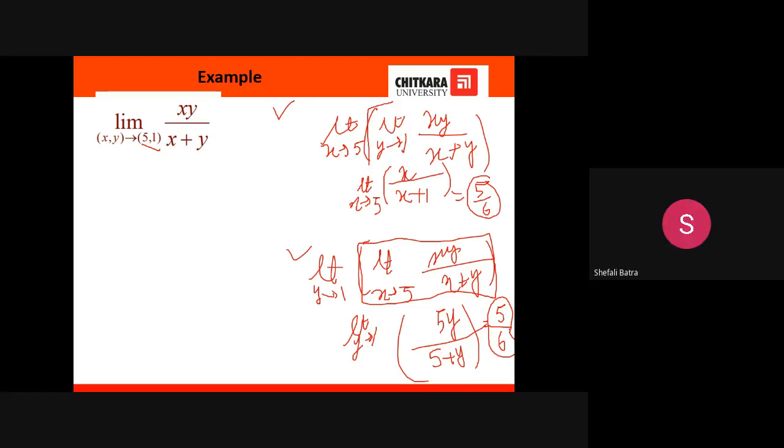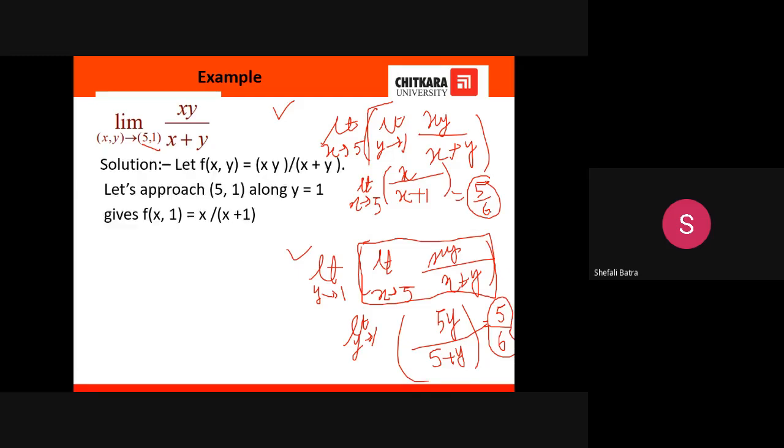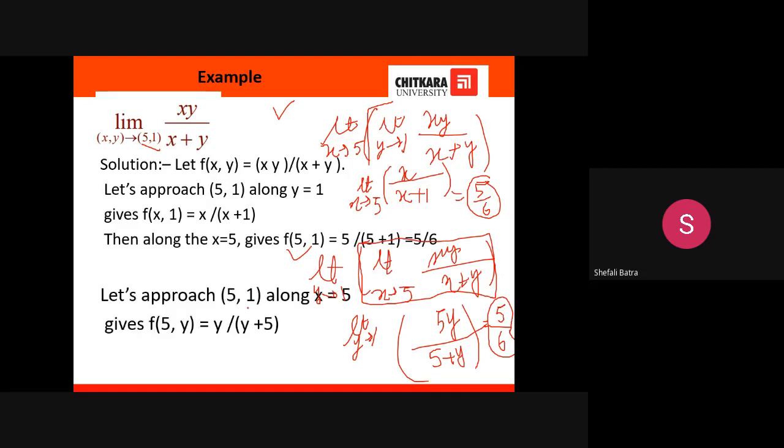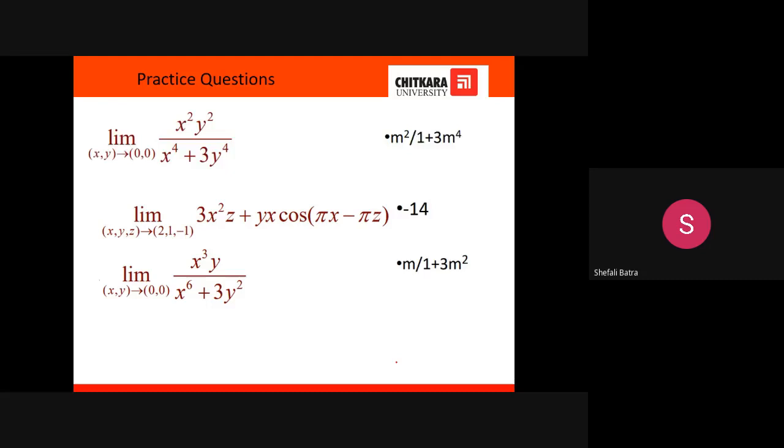Check it. Prakshit, is it right, beta? Did you get it? Yes, ma'am. Probably you also made some calculation mistake somewhere. So limit exists and the value is 5 by 6. Again, along another path x is equal to 5, this is 5 by 6. In both ways, you are getting the same value. So limit exists.